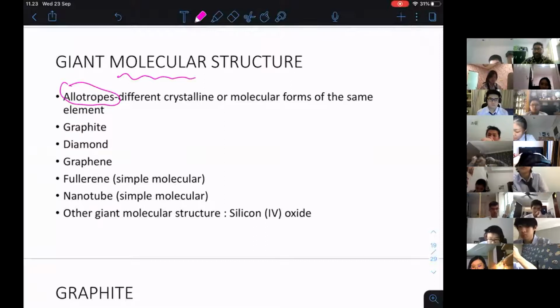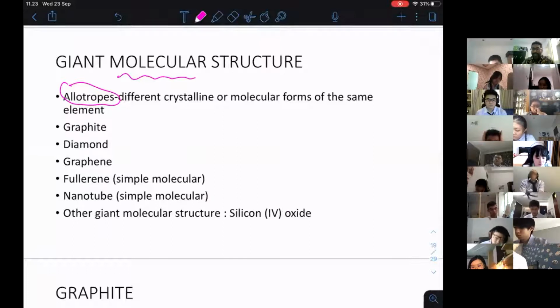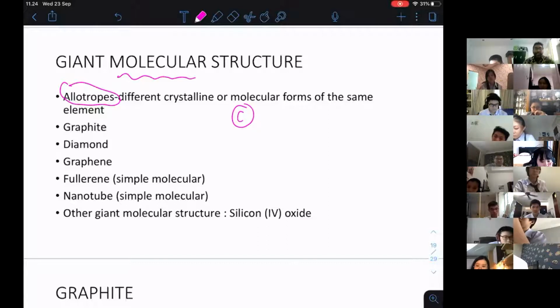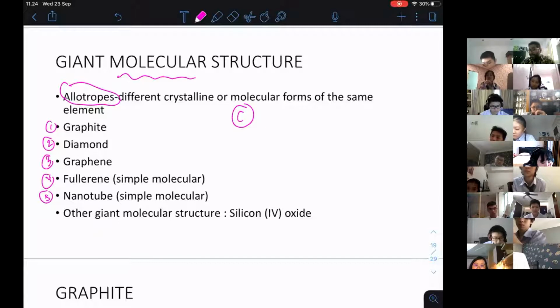To make it simple, what are allotropes? Allotropes are having the same element with different arrangement. For example, the one inside your textbook was more towards carbon. Carbon can be arranged in many ways. To be exact, how many ways? 1, 2, 3, 4, 5. There are 5 ways carbon can exist.